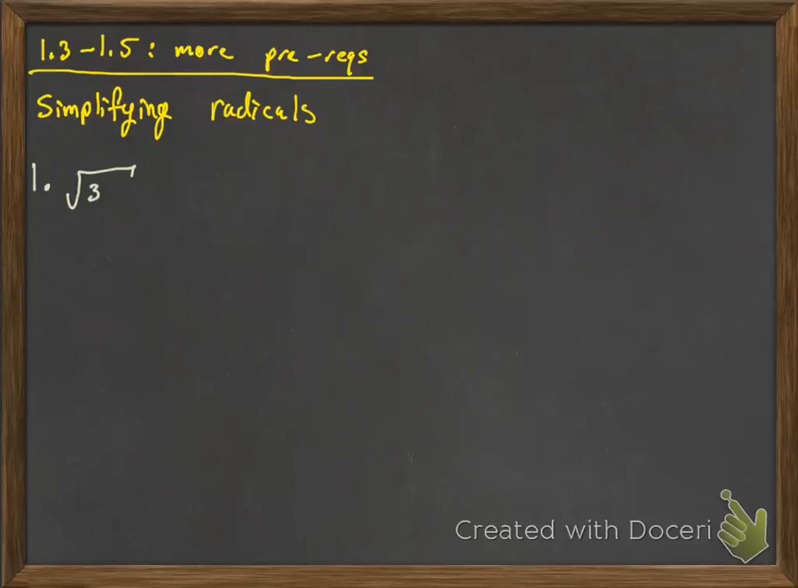Alright, in this video we're going to look at some more prerequisites for college algebra. Specifically, we're going to look at a couple examples of simplifying radicals, some operations with polynomials, so combining like terms, a little bit of multiplying polynomials, that kind of stuff. And then we'll finish things up with some factoring, so factoring greatest common factor, and then we'll get into factoring trinomials. So the first thing we're going to look at is simplifying radicals.